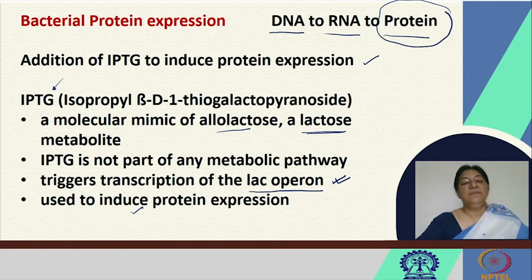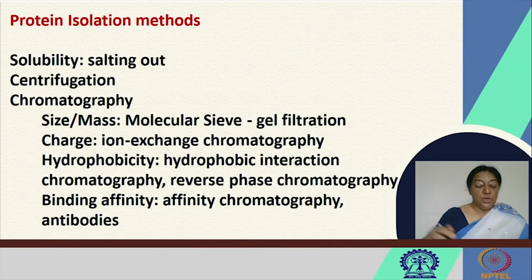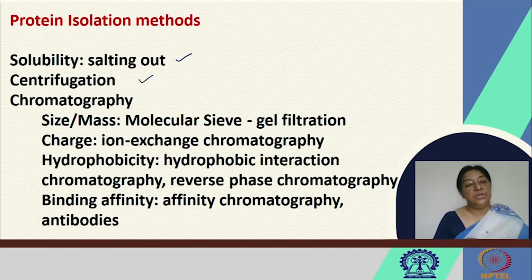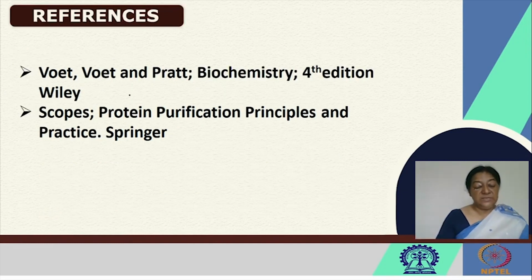Now that we have our protein expressed in the harvested cells, we take it for centrifugation followed by chromatographic methods. We looked at the salting out of proteins, the centrifugation of proteins, and methodologies for isolation from natural sources and from a recombinant DNA source. We will look at chromatographic methods in our next lecture, and these are the references apart from the references that have been included in the specific slides.